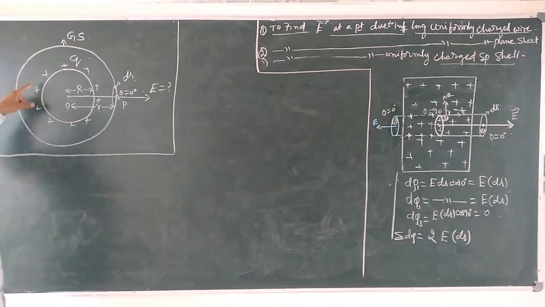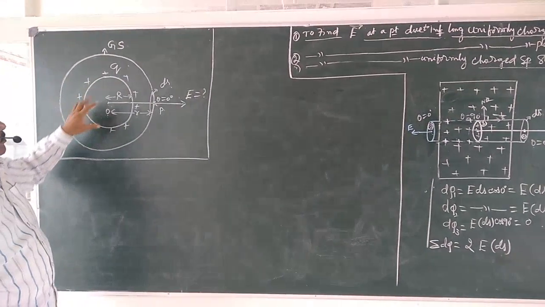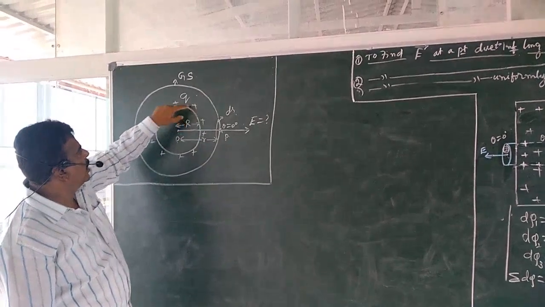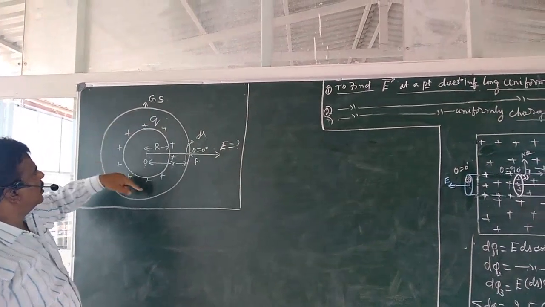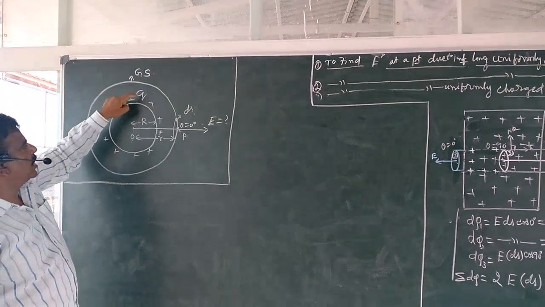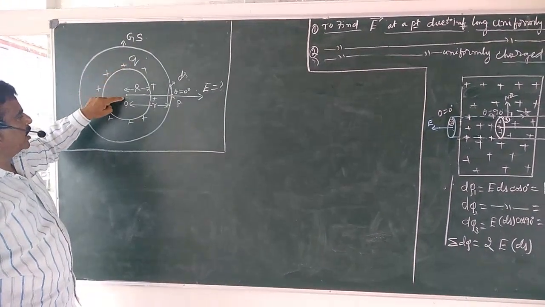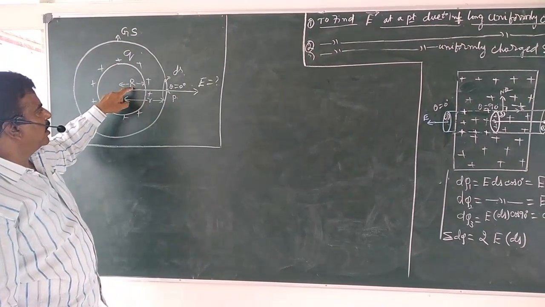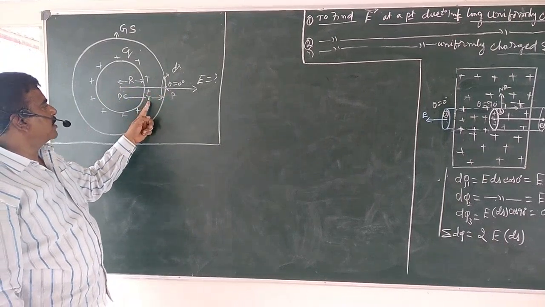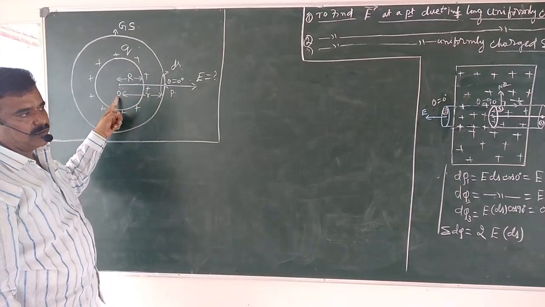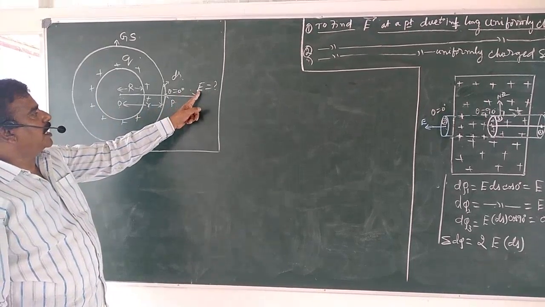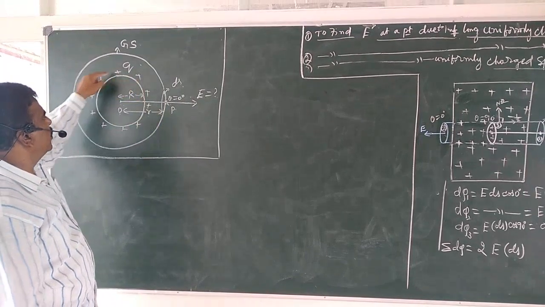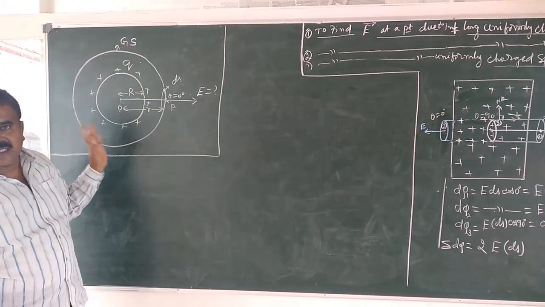Consider a uniformly charged spherical shell. Shell means inside the shell it is empty. On the shell, charges are given uniformly. Let Q be the charge on the shell, O be the center of the shell, R be the radius of the shell. Okay? Let P be any point at a distance small r from O. Our aim is to find the electric intensity at this point due to this charged spherical shell using Gauss law.